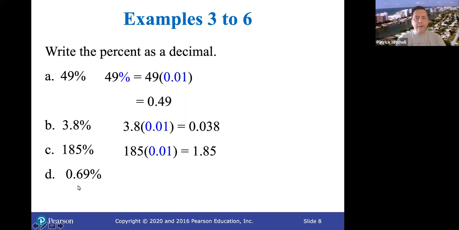You can also have very small percentages. This percentage is less than 1%, 69/100ths of a percent. So to change that into a decimal, replace the percent sign with 1/100th. The decimal point is going to go 1, 2. So there's going to be 2 zeros between the decimal point and the 6. So as a decimal, 69/100ths of 1% is equivalent to 69 10,000ths.